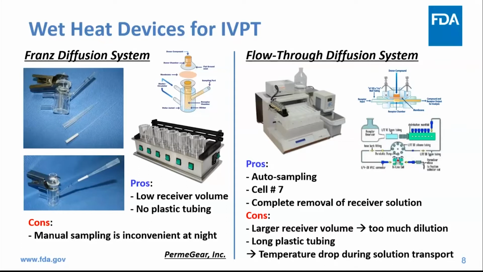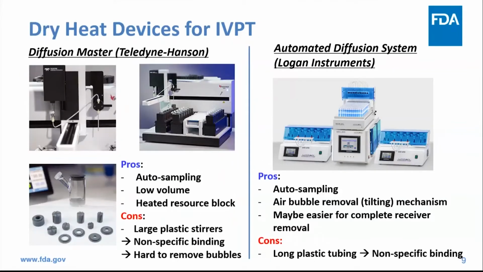So as shown in the picture on the left, full removal and replacement of receiver solution requires long plastic tubings. So to avoid non-specific binding of the UV filters to the plastic tubing, we use the manual sampling method instead of using these long plastic tubings. The drawback of this system is that it's inconvenient to manually take samples throughout the night, whereas an auto sampler can do it without complaint. By way of contrast, the flow-through system has auto sampling function.